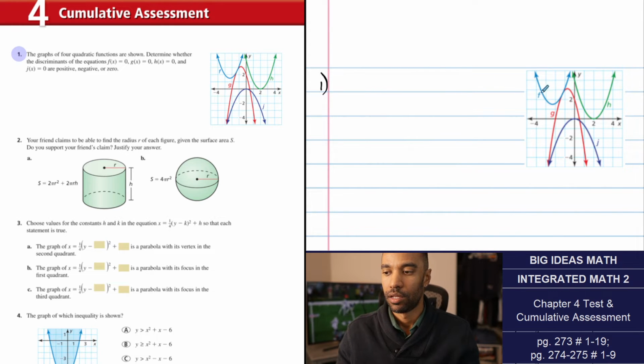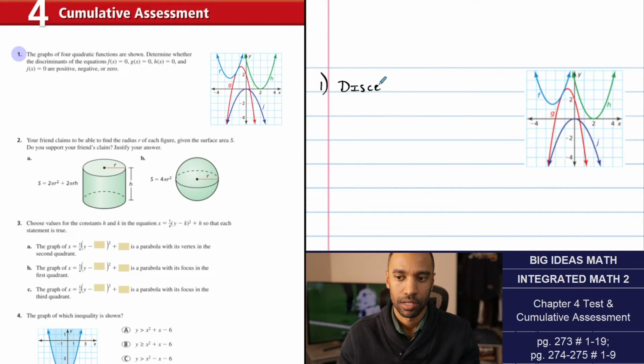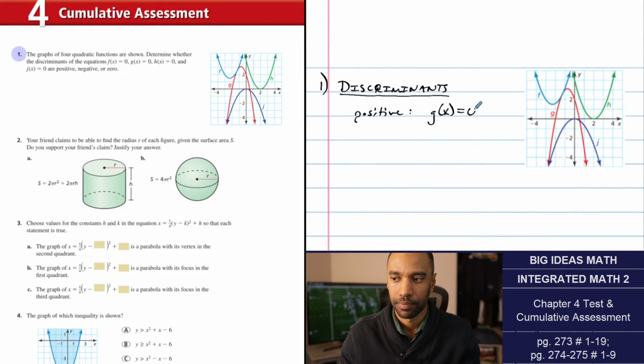So the graph of G crosses the x-axis twice, here and here. So G has a positive discriminant. Discriminants are positive for, I believe, just G of x equals 0. No other ones cross more than once.